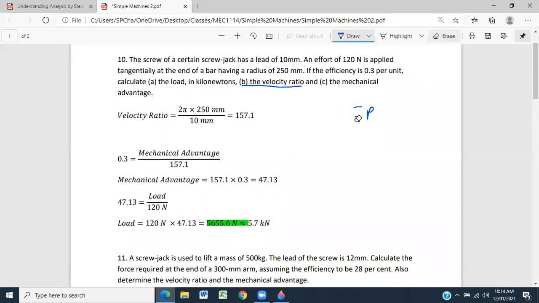Right? So putting that into our formula, 2 pi times the radius of the bar that we're applying the effort, which is 250 mm, divided by 10, the distance between the threads in the screw jack. Plugging that into our calculator, we get the velocity ratio as 157.1. Any questions on this? No? Seems simple enough, right?